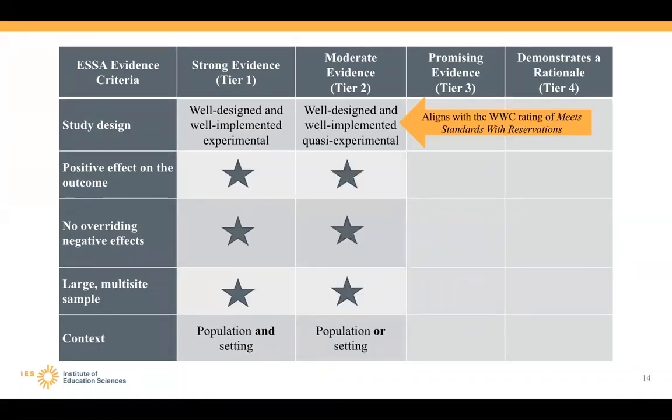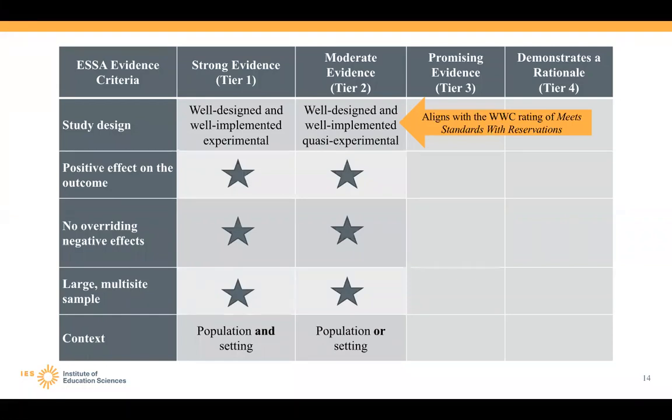So turning to Tier 2, or moderate evidence, you'll see the criteria is very similar to Tier 1, but with 2 main differences. The first difference is that Tier 2 requires at least one well-designed quasi-experimental study, or a study that meets standards with reservations. So this can be either a well-designed quasi-experimental study or an experimental, or RCT, study with high attrition that meets baseline equivalence. Like Tier 1, Tier 2 requires a significant favorable effect with no overriding negative evidence from studies that meet What Works Clearinghouse standards and a large multi-site sample.